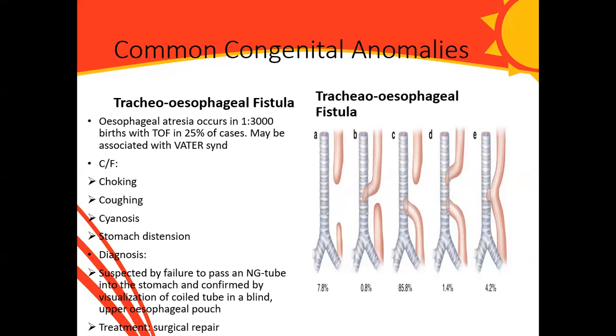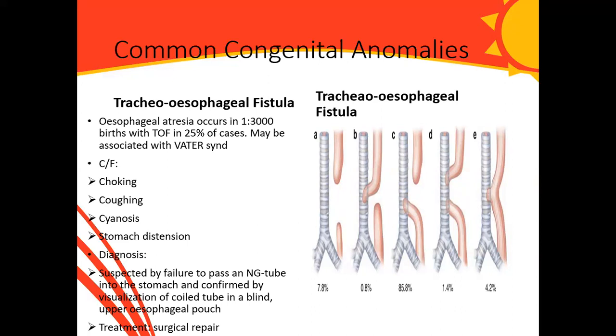What are the clinical features of TOF? The patient chokes on feeds, with coughing and cyanosis. And this is because gastric contents or esophageal contents get deposited in the airway, and it obstructs the airway, so the patient chokes on feeding and coughs, trying to get it out. And because of the choking, there is cyanosis. The patient becomes cyanosed because the blood is not well oxygenated, and you have stomach distension.